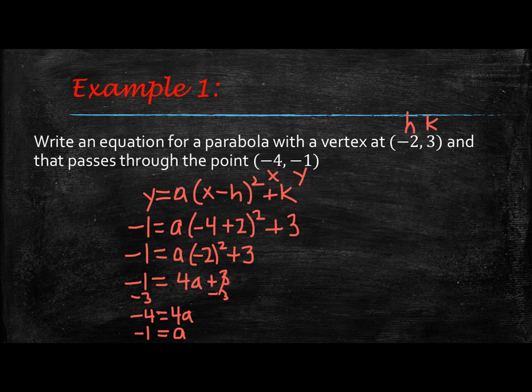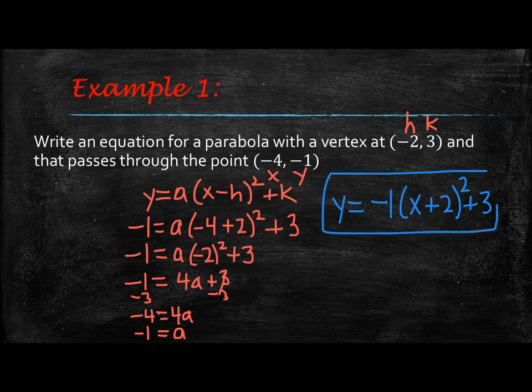So if we rewrite our function now with that information, we have y equals -1 times (x plus 2) squared plus 3. And that is our function.